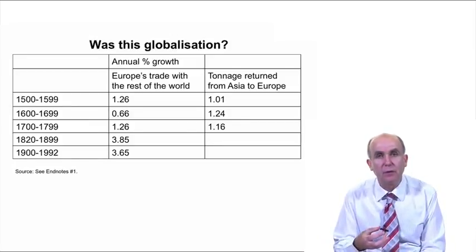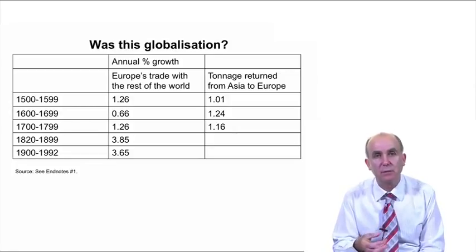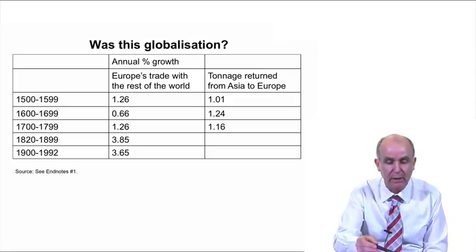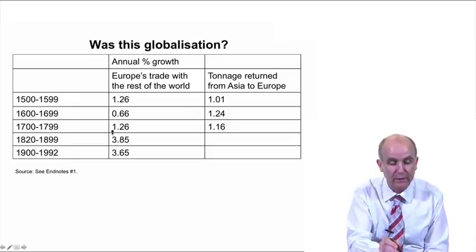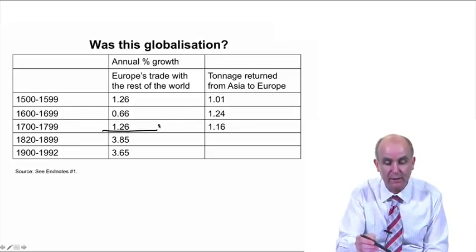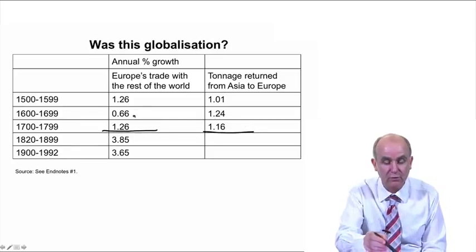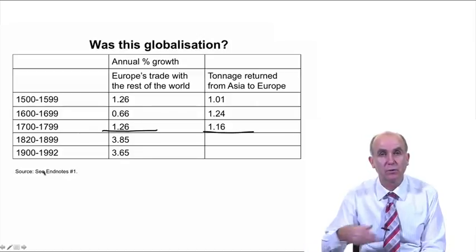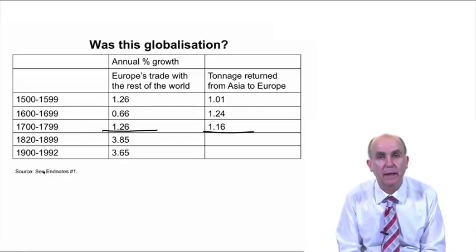At the same time, the rate at which Europe's trade with the rest of the world grew was nowhere near as quick as it would be in future episodes. So in this table here, I've got the percentage growth in Europe's trade with the rest of the world for various periods from 1500 onwards, and you can see that during the rise of the Atlantic traders, the rates of growth in trade per year were smaller than would be the case subsequently in the period after 1820s, which we'll talk about in a couple of lectures' time.